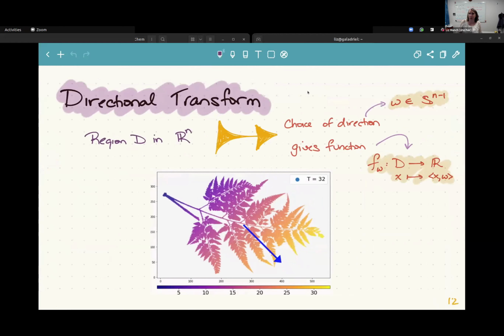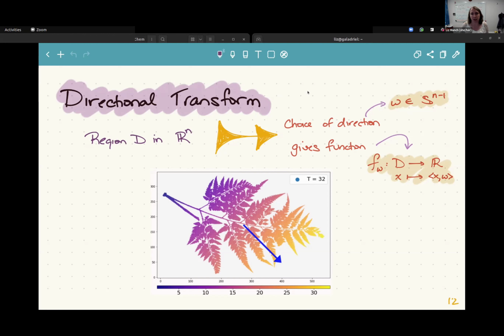So here's what we're going to do to try to mess around with this Euler characteristic idea. What I'm going to do is, again, start with some sort of binarized image, region in Rn, however you want to think about this. And I'm going to pick a direction. So in my particular example right now, my direction is following that blue arrow down that way.